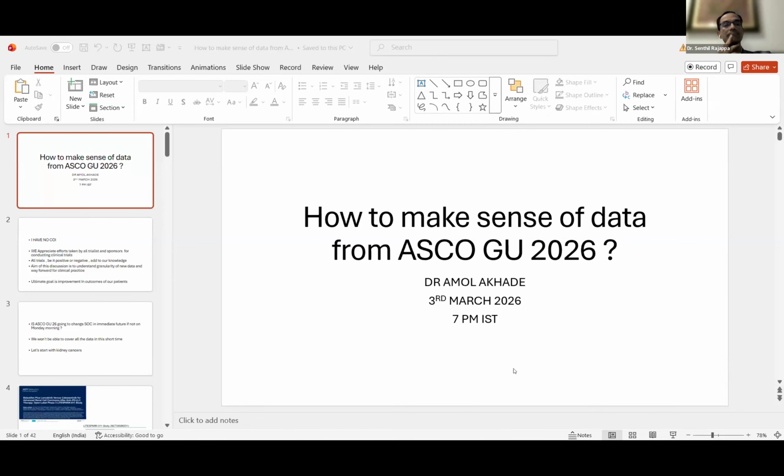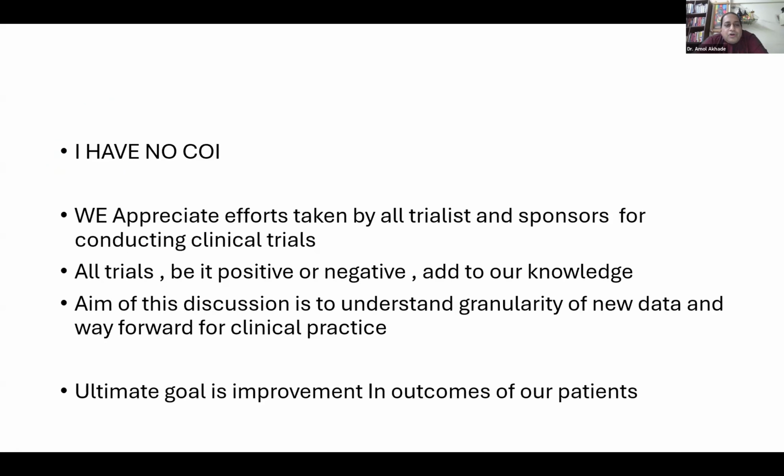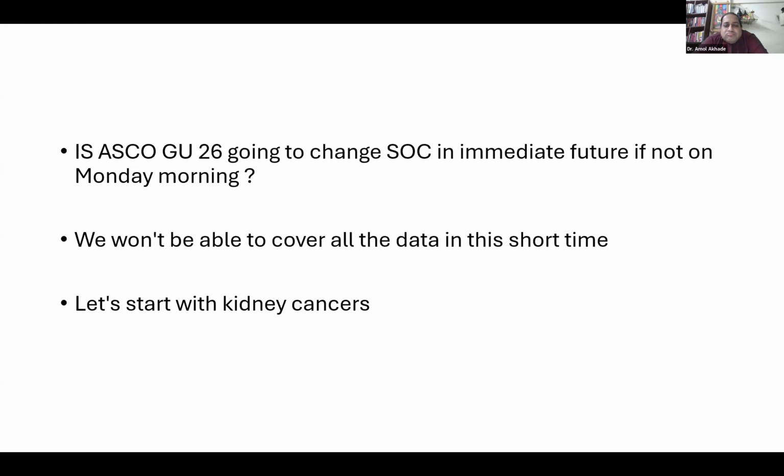To start with, I have no conflict of interest. Let me declare that we appreciate the efforts taken by all trialists and sponsors for conducting clinical trials. All trials, be they positive or negative, add to our knowledge. The aim of this discussion is to understand the granularity of new data and the way forward for our clinical practice. The ultimate goal is improvement in outcomes of our patients. It is very difficult to cover all the data, so let's start with kidney cancer.